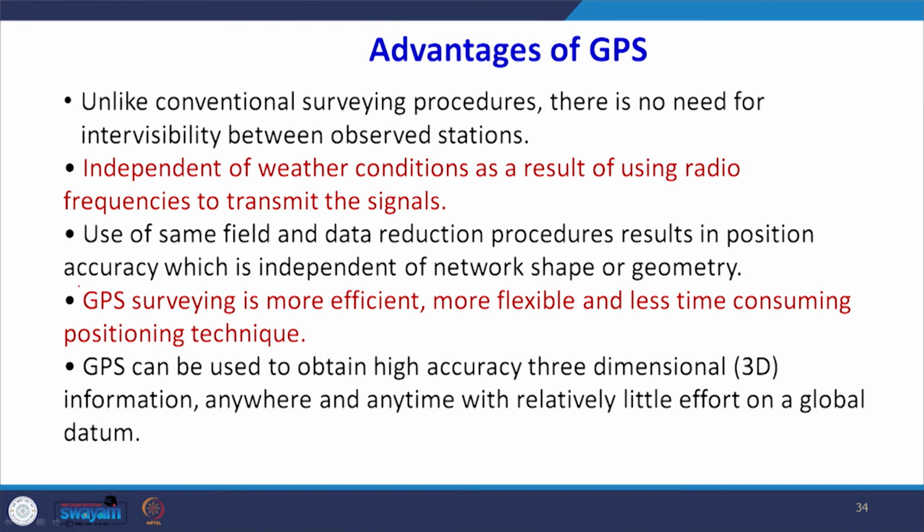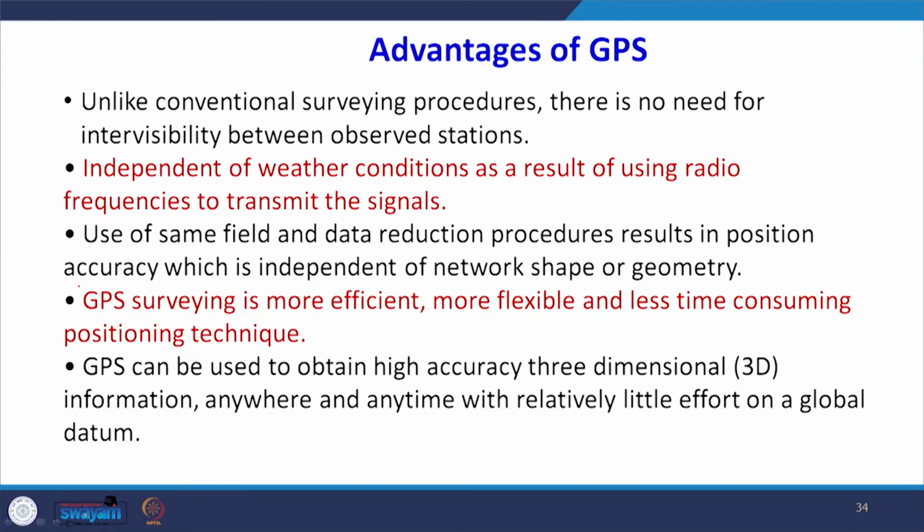So, unlike conventional surveying procedure, you do not require the intervisibility between the points. So, in surveying, when we are doing the survey and collecting the data with those conventional equipment, there should be intervisibility, connectivity between those points, but they are independent observations. The intervisibility may not be required when you are taking the observations. The second biggest advantage is the weather conditions. So, it is independent of the weather conditions. You can take observation all 24 hours in a day.